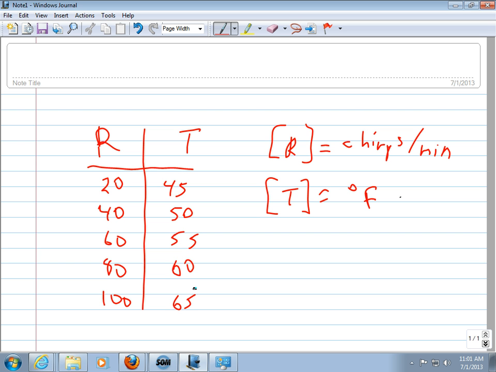Say later on in the list there's another R equals 20, and then T equals, I don't know, 200 or something. That's a dead giveaway that for one R, there's two T's. That's not a function. If you graphed it, that would not pass the vertical line test.